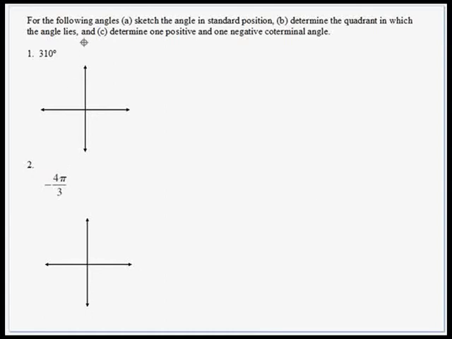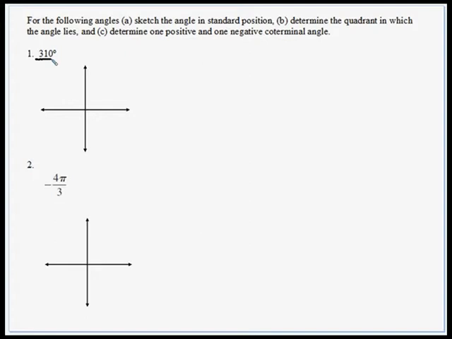Okay, here we have a couple good practice problems to go over before the test on section 6-1. And the first question says, for the following angles: A, sketch the angle in standard position; B, determine the quadrant in which the angle lies; and C, determine one positive and one negative coterminal angle.